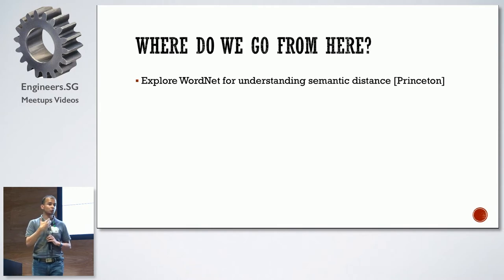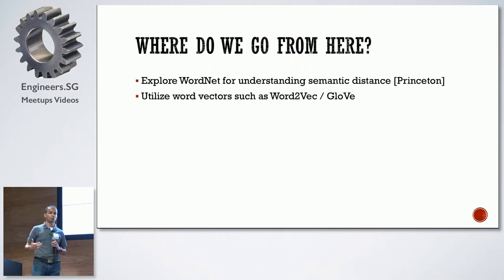But again, WordNet would fail in cases where new words are not there and cannot be semantically mapped. So what we can do is use something like word vectors. Word embeddings from probably word2vec or GloVe would give us this embedding.